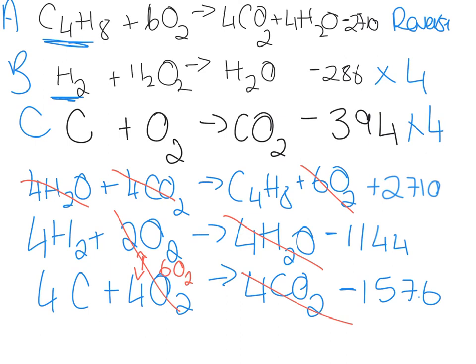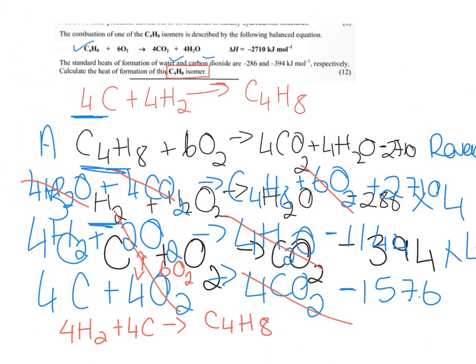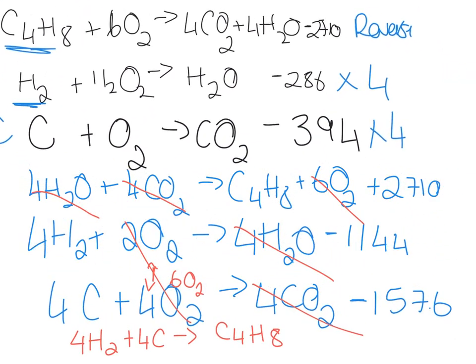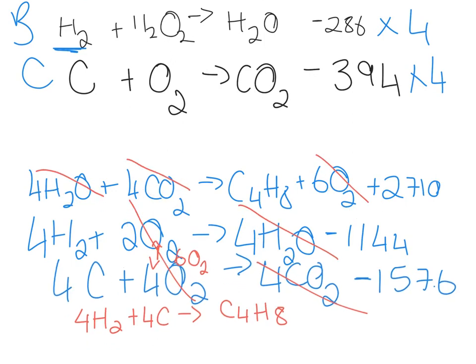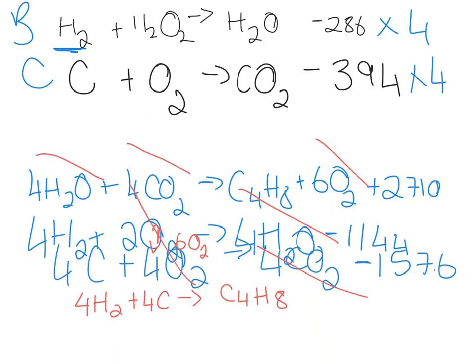So if I write down now what I am left with, you can see that we are left with in total 4H2 plus 4C to give me C4H8. And if I scroll up to my original question, 4C plus 4H2 to give me C4H8, that's exactly what I wanted.